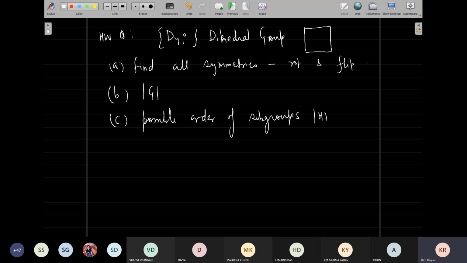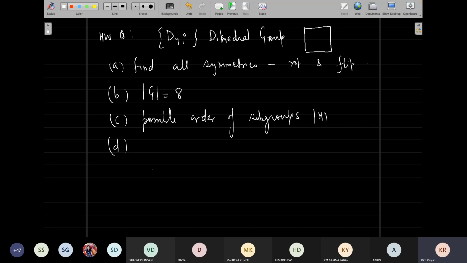Can anybody tell me how many elements would be there? What would be the order of this D4? 8. Excellent. And how many rotations? How many flips, reflections? 4. 4 rotations, 4 reflections. So the order of G will turn out to be 8.